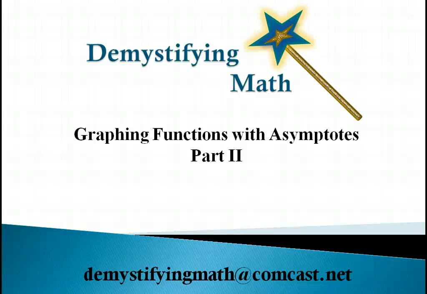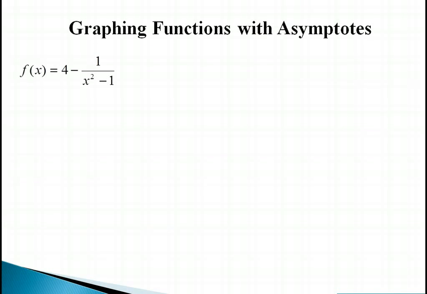Welcome to Demystifying Math. This is part 2 in a video series on graphing functions that have asymptotes. In this video we're going to be graphing the function f of x equals 4 minus 1 over x squared minus 1. Now the first thing that I want to do is rewrite this so it's one fraction.